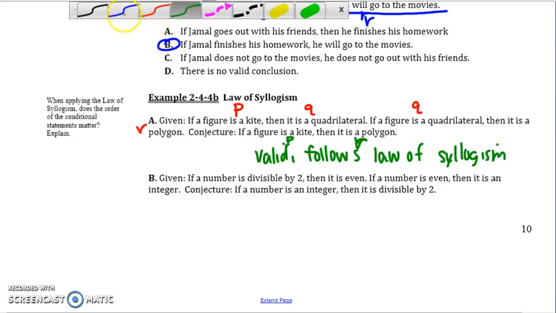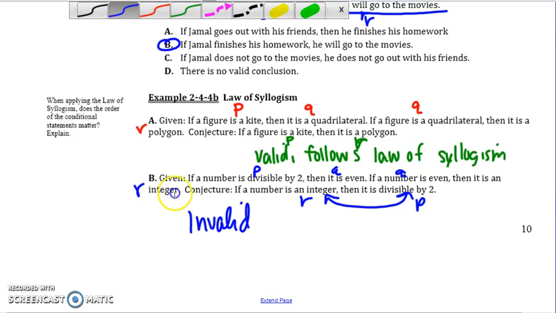All right, so try that last one on your own if you'd like, before we move on to one final question. And hopefully you saw that this one is invalid. If it's divisible by 2, then it is even. There's our P and our Q. If it is even, Q, then it is an integer. So it should be saying if it's divisible by 2, then it is an integer. So this and this should be switched because we want it to not be R and then P. We want it to be P and then R. So this is invalid. Doesn't follow the law of syllogism. It has to be P then R for our final conjecture.